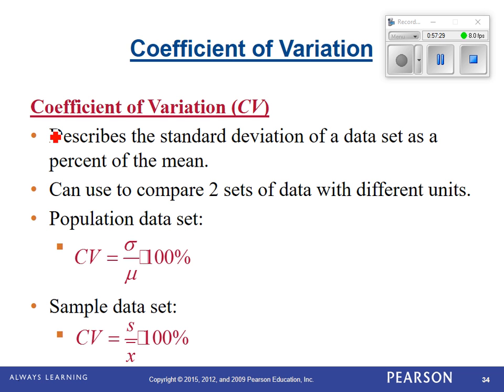Again, the coefficient of variation is a way that you can compare two different sets of data. So maybe like on that one problem we did on the homework the one day, we had males and females. Well, then we could better compare the two if we use the coefficient of variation.